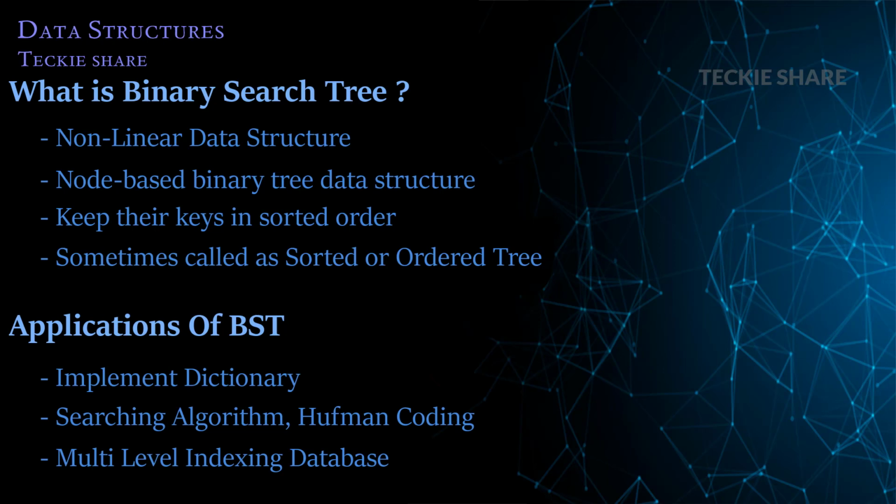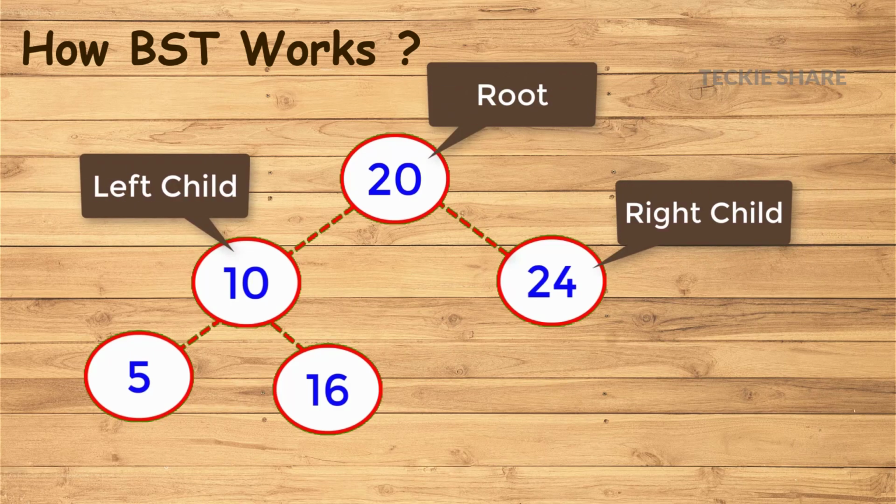Let me tell you how binary search tree works. By default, we refer to the initial node as root. Afterwards, if the value is less than your root, then it will be organized on the left side, nothing but the left child. Suppose the value is greater than your root, then it will be organized on the right side, nothing but the right child. This is the principle the binary search tree follows.